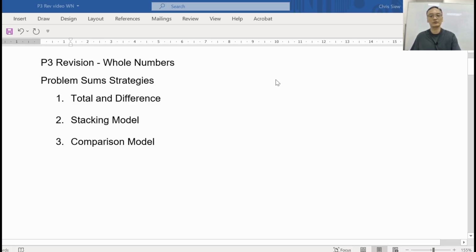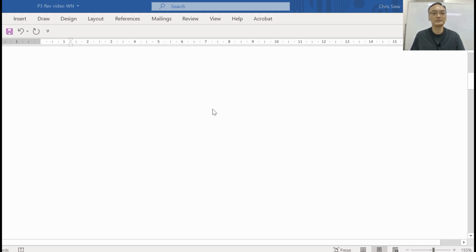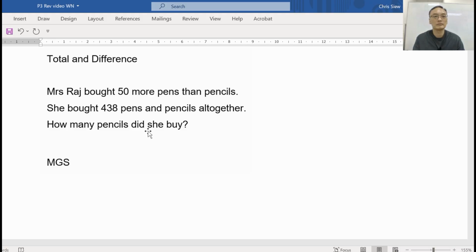The problem sum strategies that we cover today will be number 1, total and difference, number 2, stacking model, and number 3, comparison model. Okay, let's go to the question now. The strategy we're going to cover today in this question will be total and difference. I'll read the question first and I'll explain to you how we approach this question using total and difference.